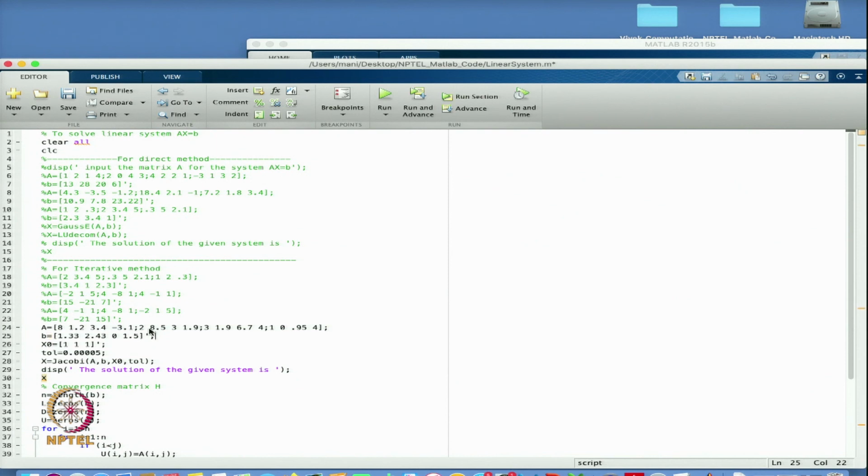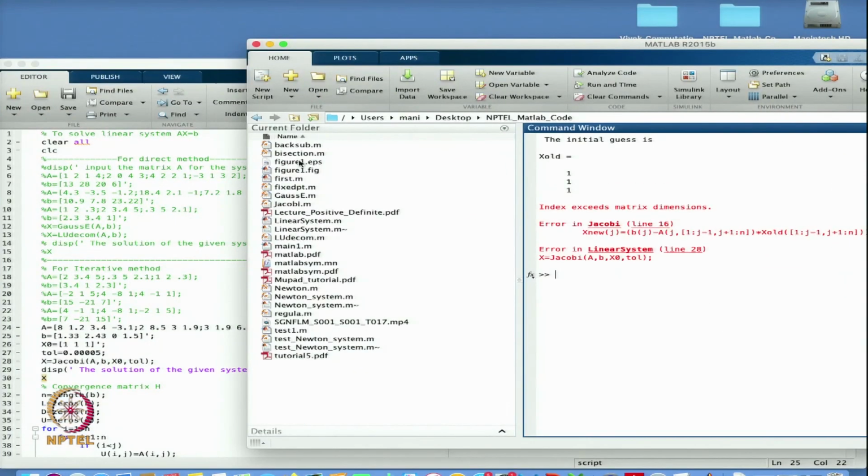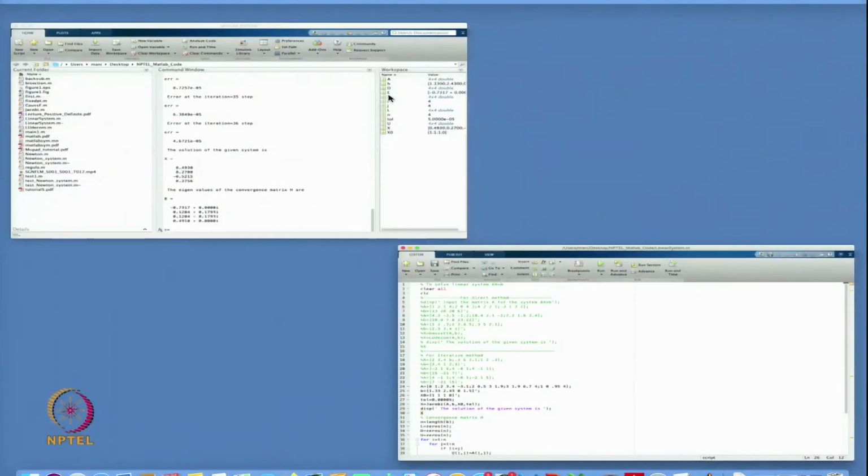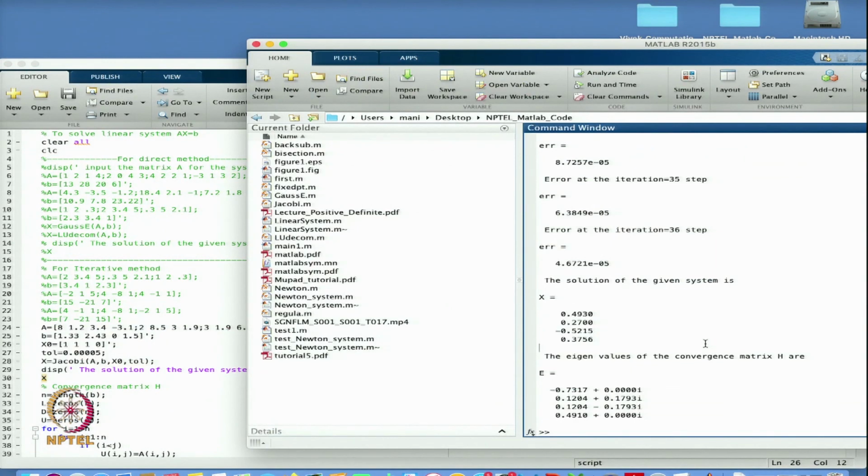So let us see what will happen in this case. So this is the initial guess, because it is 4, 4. So I just take the initial guess like this. You can take any initial guess, it does not matter. So that is the solution we are getting. So after 36 steps you see that my error reduced to this value and that is my solution.